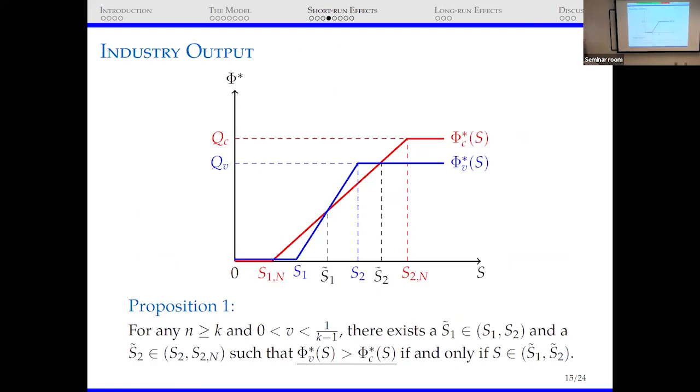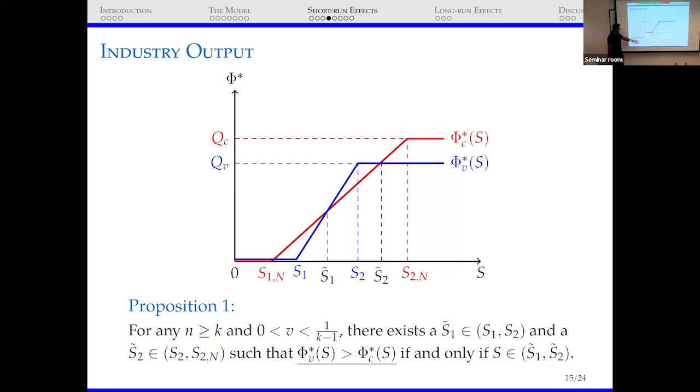So if we look at the industry outputs, how much you produce or how much you fish or harvest, then we can compare what we do with cross ownership and without cross ownership. And we see that sometimes you harvest less, sometimes you harvest more. So that brings us to one of the propositions of the paper. Unfortunately, I couldn't show everything.